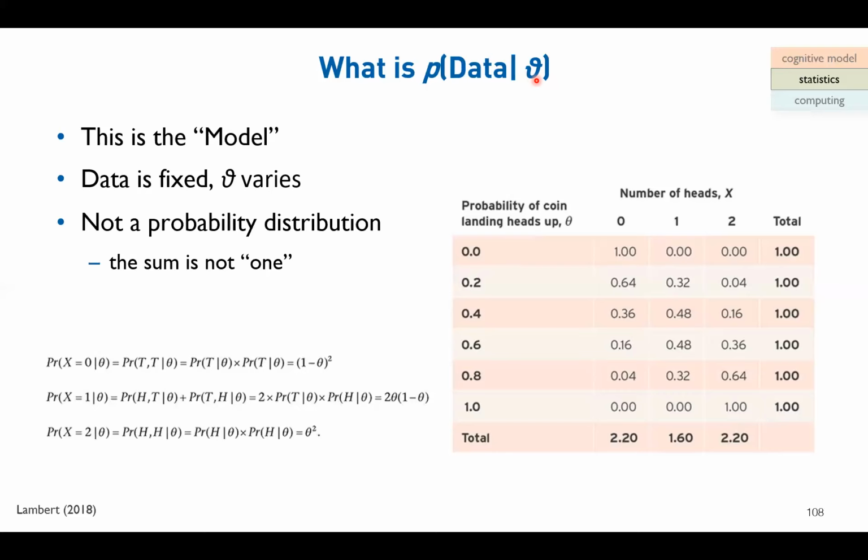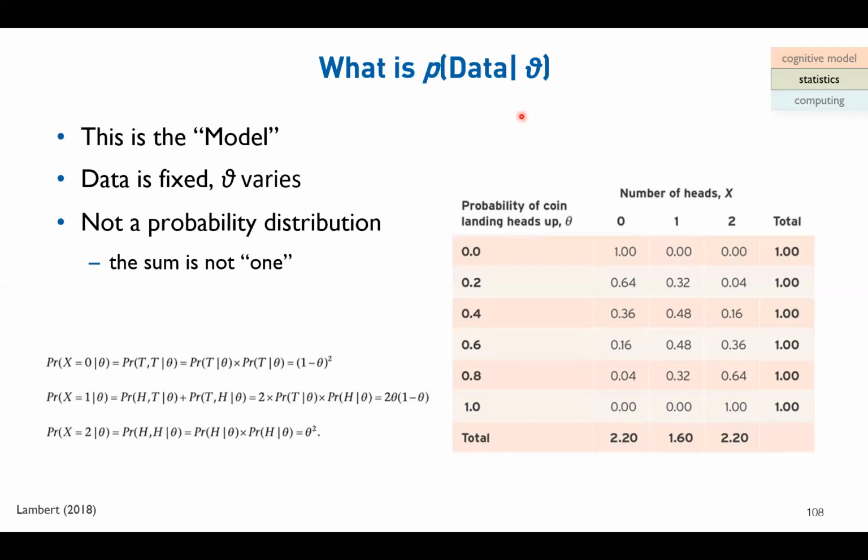Yeah. So the way that I read it is also misleading, I would say. Even though I pronounce it as P of data given theta, in this case the data is fixed and the theta is changing, so it is not a probability. It is something else. It is likelihood.